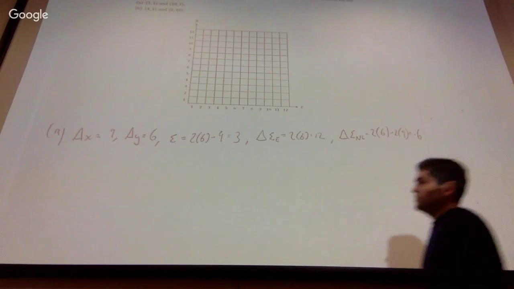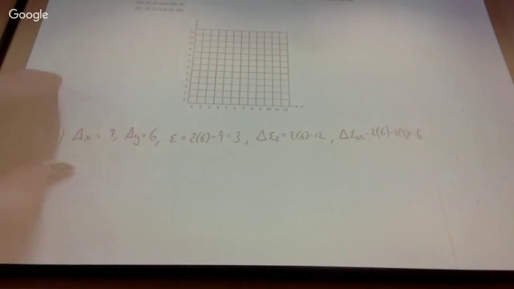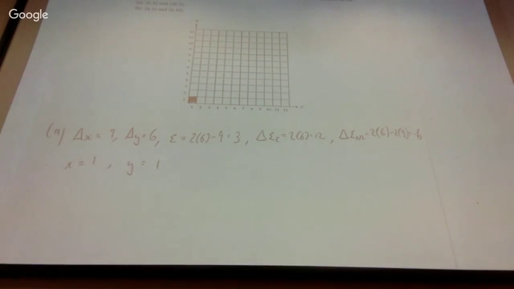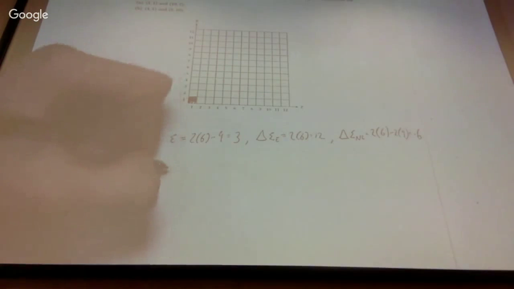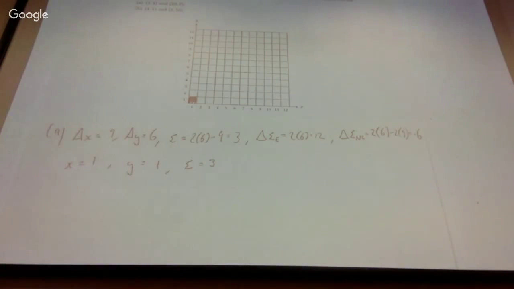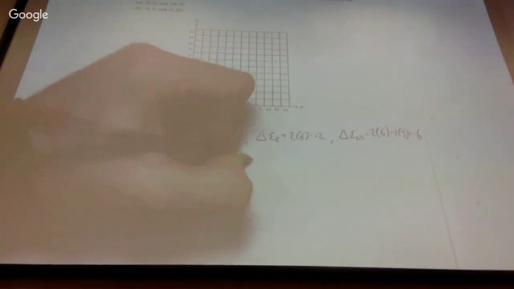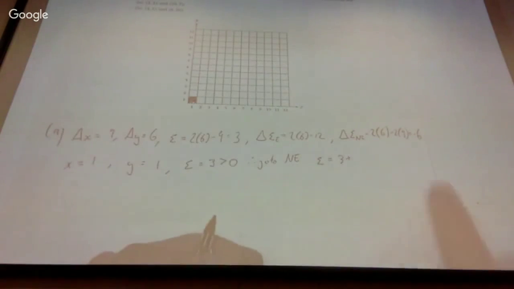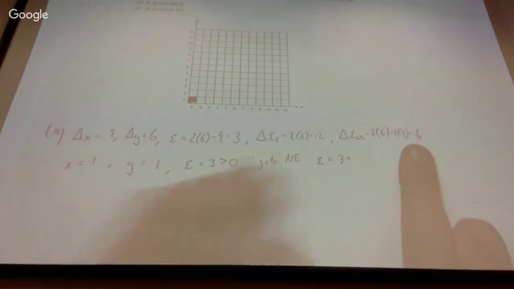Okay, so we start with our coordinate at x is 1, y is 1, and we shade it. Our error is 3, which is positive or negative? Obviously, it's positive. Therefore, we go to the northeast. Our error is going to become 3 plus minus 6. So I'm adding delta NE. 3 minus 6, so it's going to be minus 3.